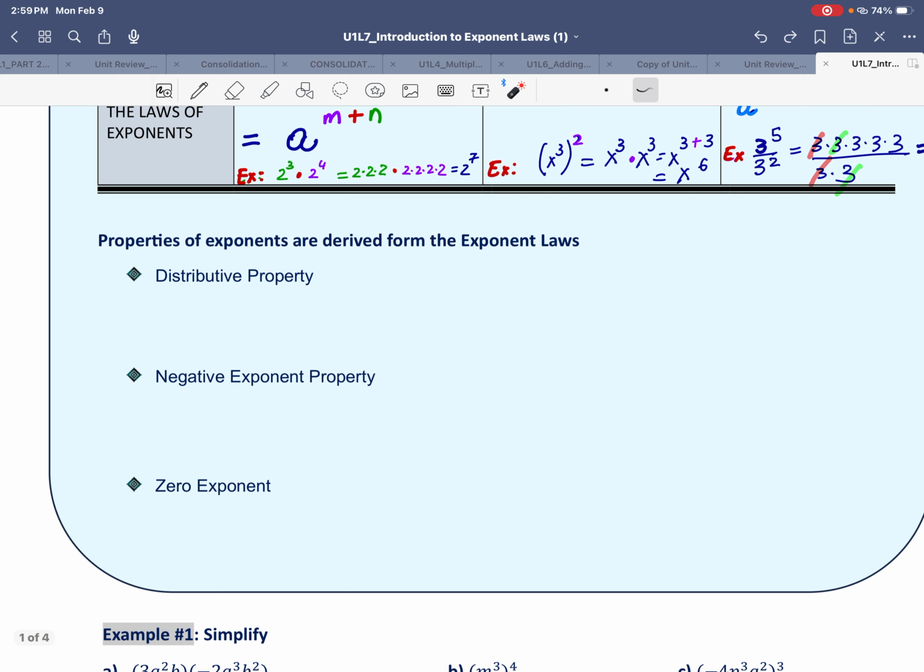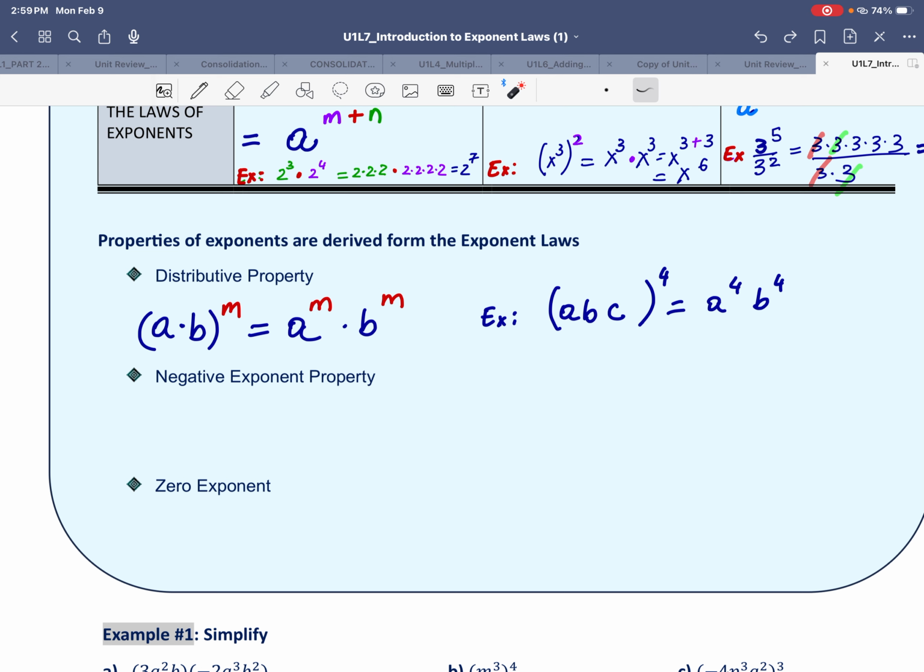So the first one is what we call the distributive property. The distributive property says that if the base is expressed as a product of two numbers, then the power applies to every part of the base. And (a times b) to the power of m is a to the power of m times b to the power of m. As an example, we're going to take a look at (a times b times c) to the power of 4, and that will be equal to a to the power 4, b to the power 4, c to the power 4.